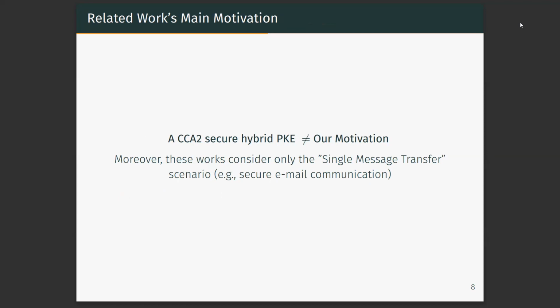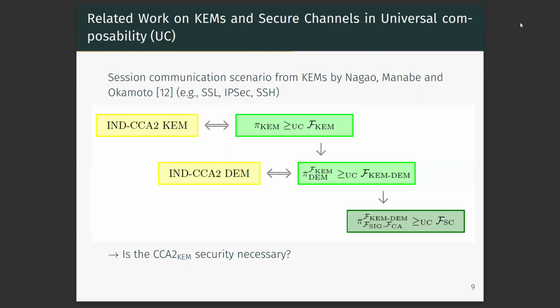There is, however, one work by Nagao, Manabe, and Okamoto that has extended the classic single message scenario for hybrid encryption towards the session communication scenario, where the symmetric key is used multiple times throughout one session, such that the KEM part serves, well, essentially the key exchange purpose. This result enabled the usefulness of hybrid encryption in the protocols of SSL, IPsec, and SSH.